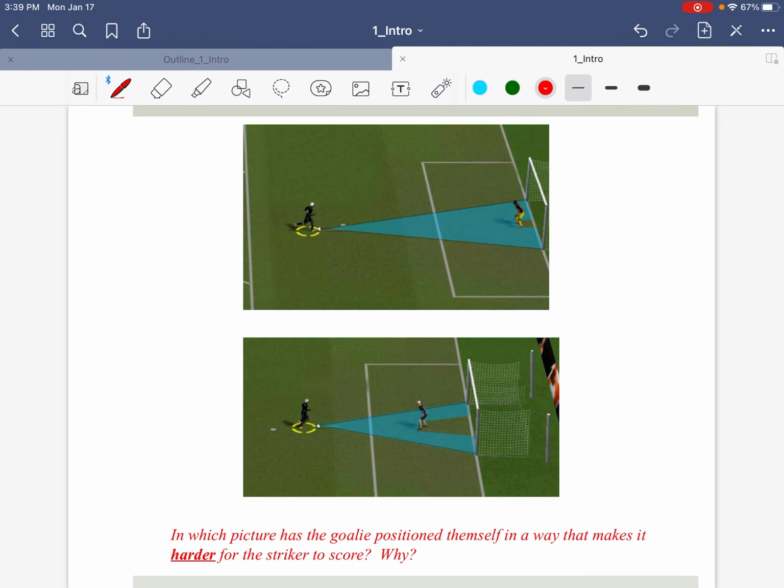Other examples of how we're going to be able to utilize kinesiology in our understanding of human movement in sports examples. I tend to use sports because it's easier for me.